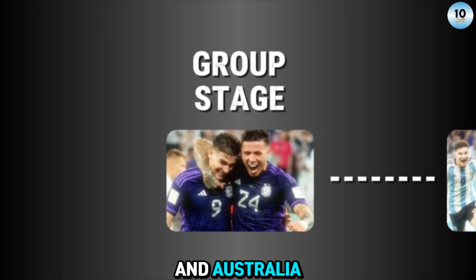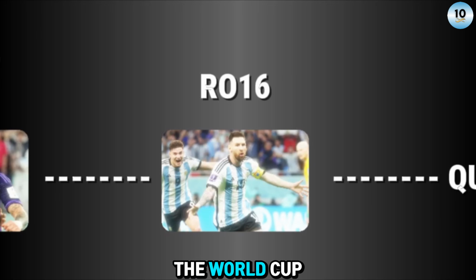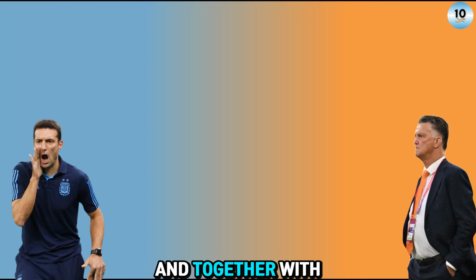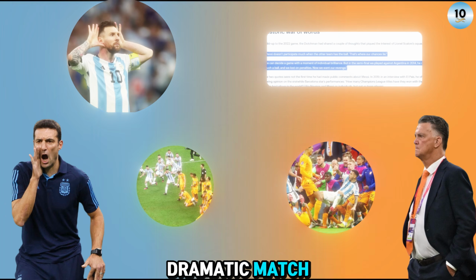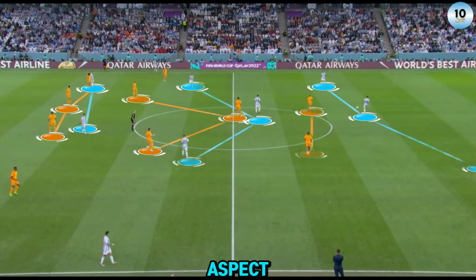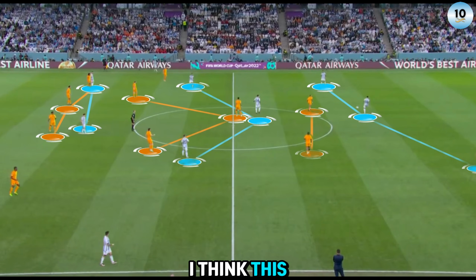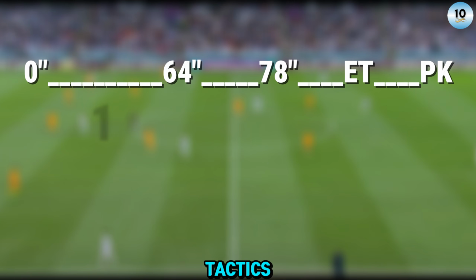After beating Poland and Australia, Scaloni's Argentina reached the World Cup quarterfinals. And together with Louis van Gaal's Netherlands, they performed a quite memorable and dramatic match. We will focus on the tactical aspect, and after analyzing the match, I think this match can be viewed in 4 phases in terms of tactics.